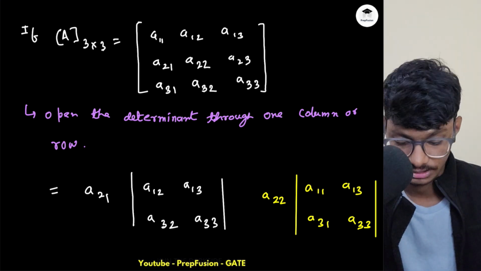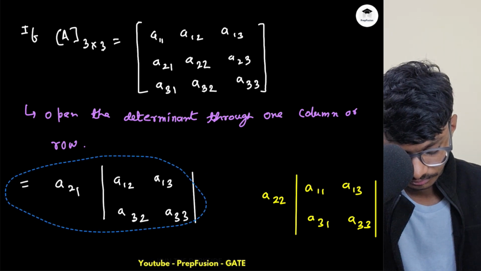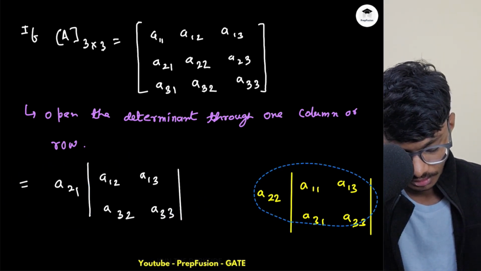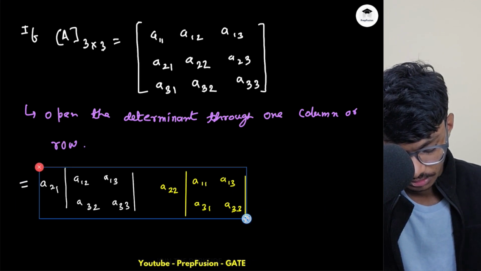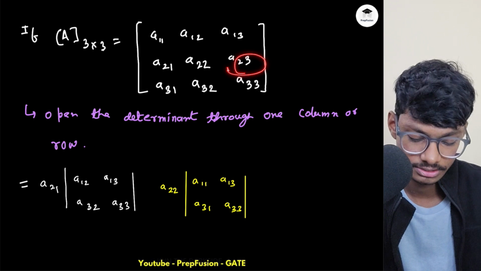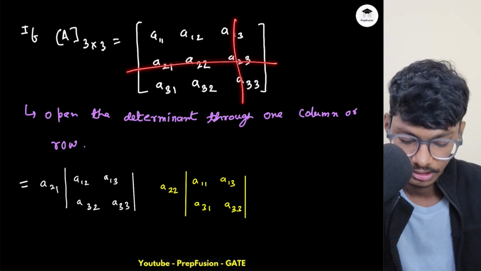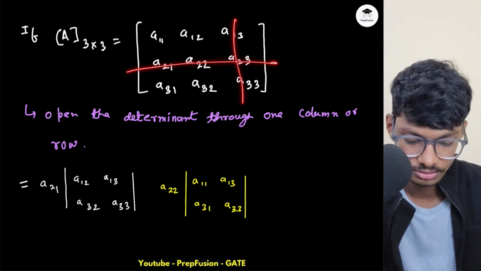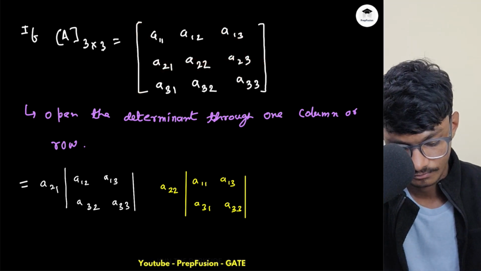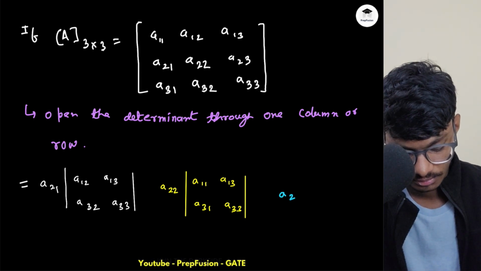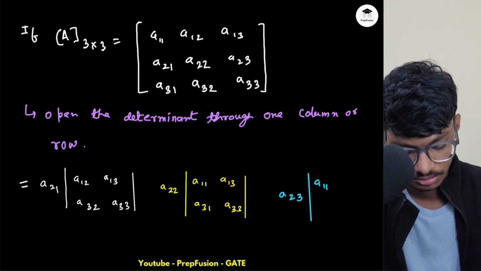Okay, now what next? Next is, let me reduce the size of these. Okay, I will just do the final thing later on. Next is this third element. So in this third element, what I will do? Again, I will ignore the column and the row. Row is same, column is different. So I will ignore this column. So elements left are this: A11, A12, A23, A11, A12, A31, A32.